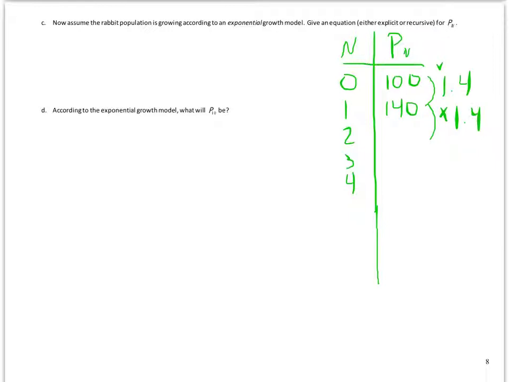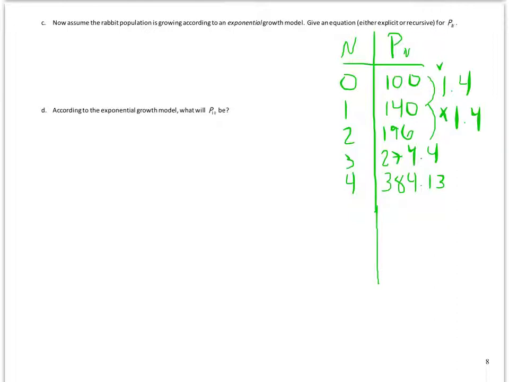So 140 times 1.4 is 196, times 1.4 is 274.4, times 1.4 is 384.16. So I could keep doing this until I get to P10, because that's what I'm looking for.